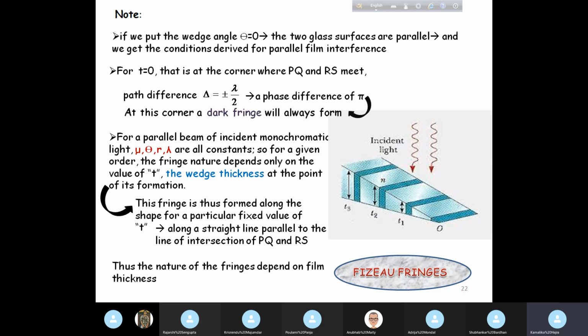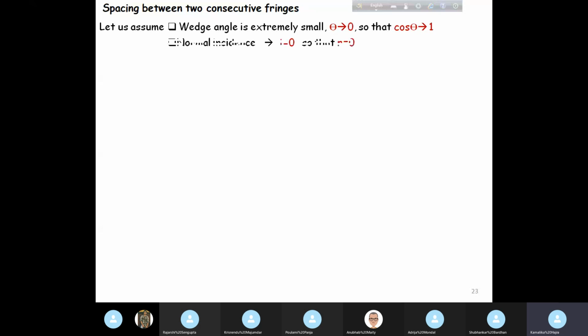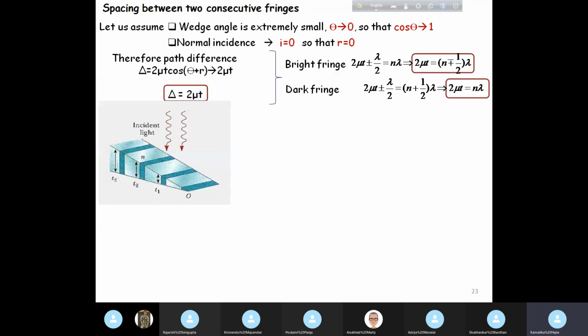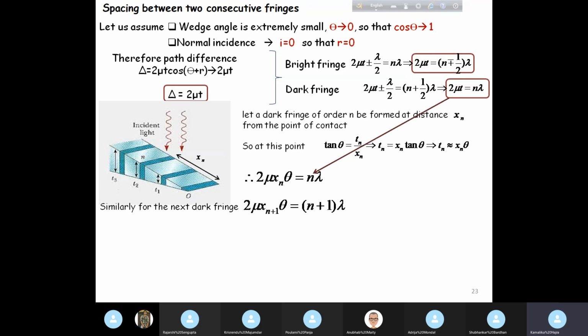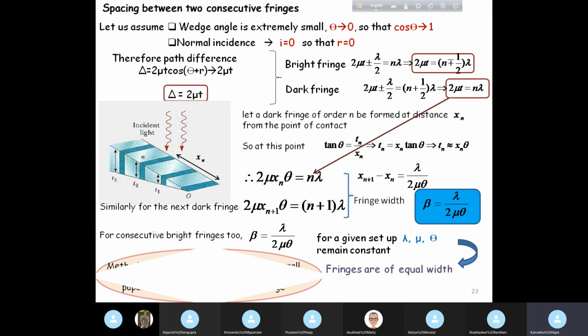These are called Fizeau fringes, right? We also calculated the spacing between two consecutive fringes, and I will not go into the detail, because I discussed it in our previous class. So I'll only use the result that beta is equal to lambda by 2 mu theta, and therefore for a given setup for which lambda, mu and theta are constants, the fringes are of equal width.